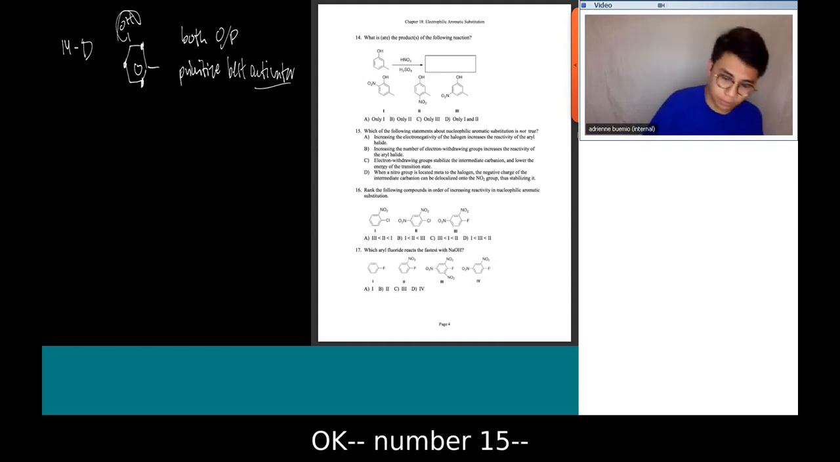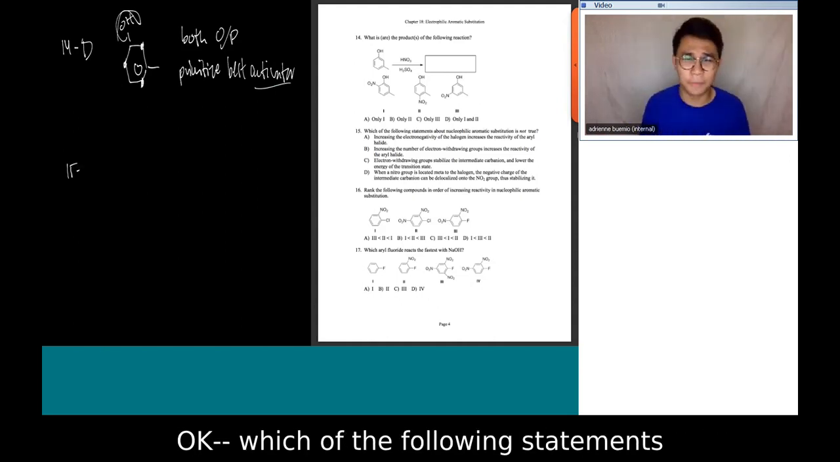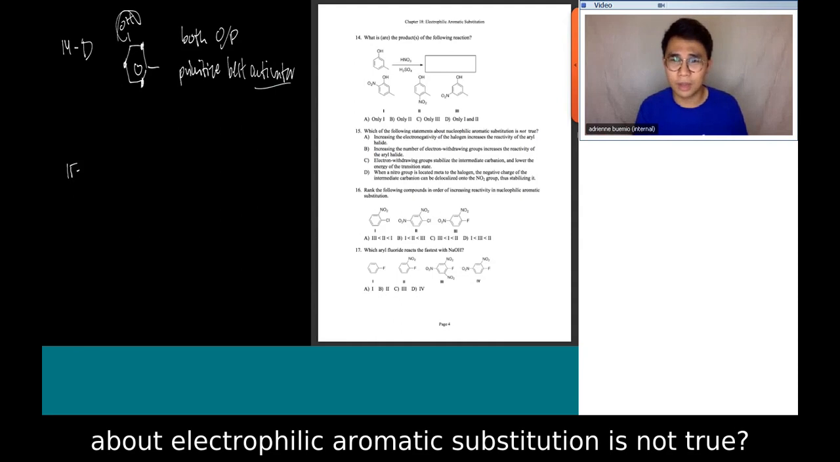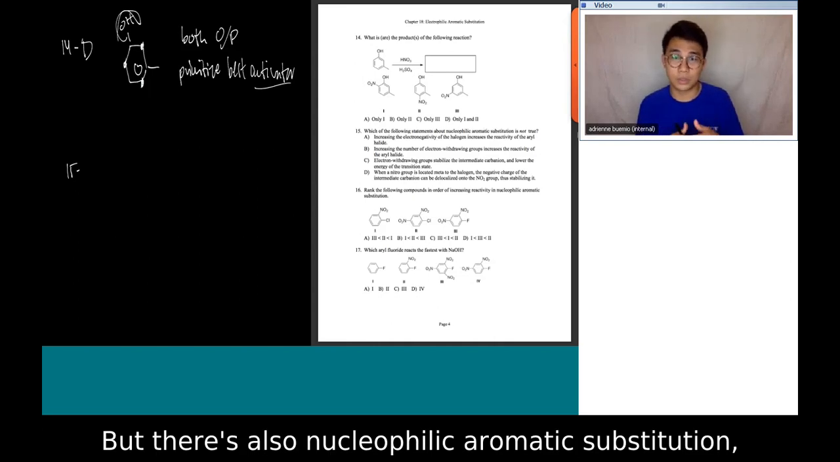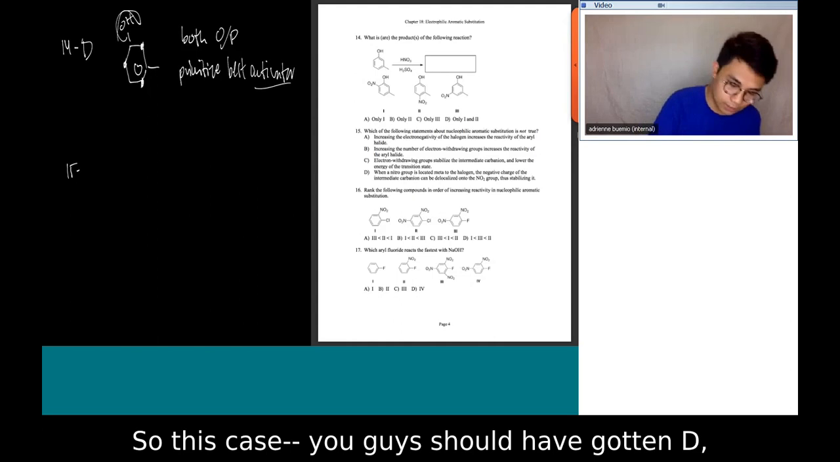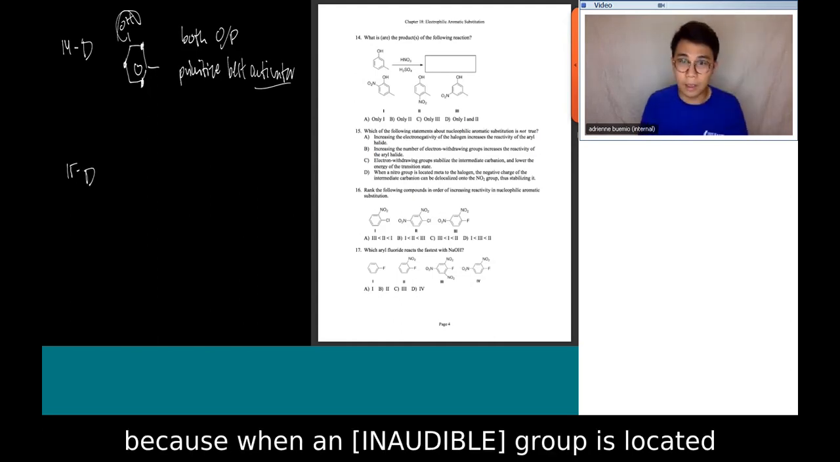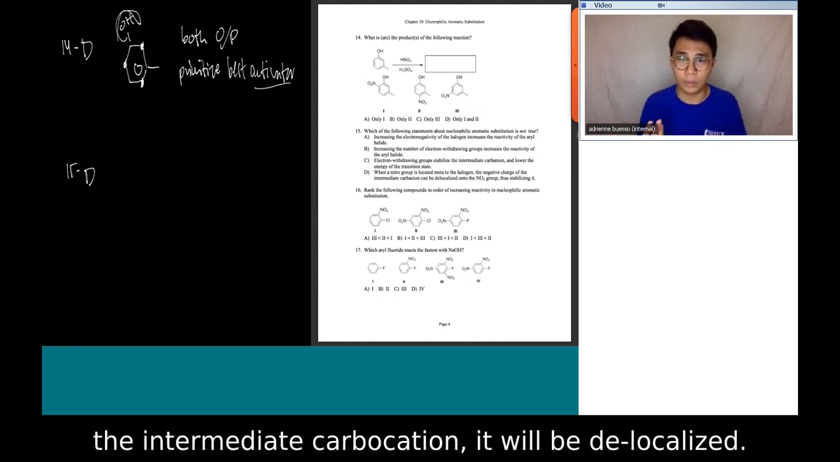Okay, so 15. I feel like these lights are brighter than usual today. Which of the following statements about nucleophilic aromatic substitution is not true? We've been dealing with electrophilic aromatic substitution, but there's also nucleophilic aromatic substitution, which is pretty much the opposite. In this case, you should have gotten D, because when a nitro group is located meta to the halogen, the negative charge of the intermediate carbanion will be delocalized.